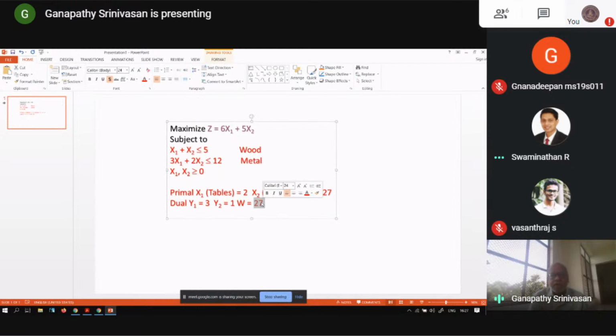Now what does the primal tell you? Make 2 tables, sell them for 2 into 6, 12. Make 3 chairs, sell them for 3 into 5, 15. And the total money is 27. So the worth, which is 27 rupees, is now converted or transformed into products which are sold and worth 27.